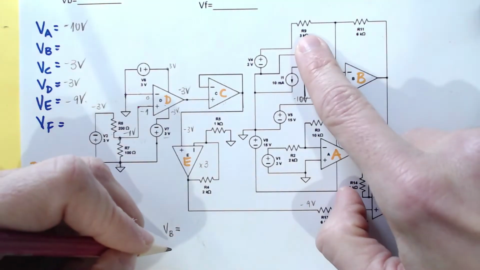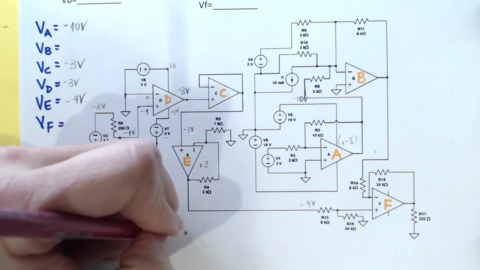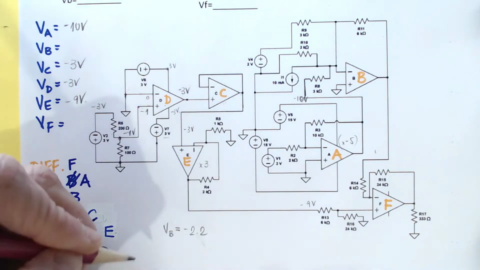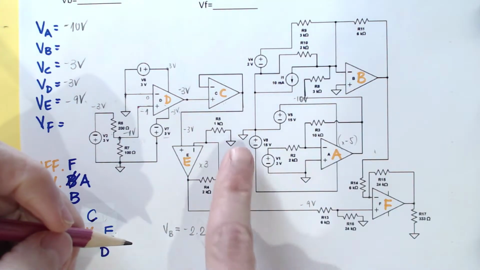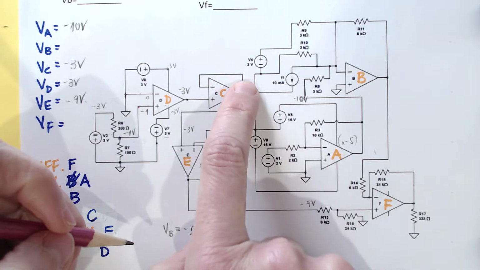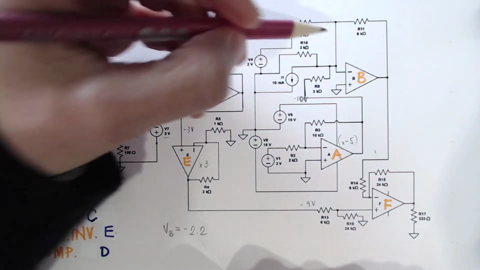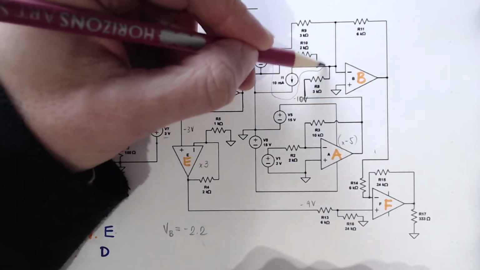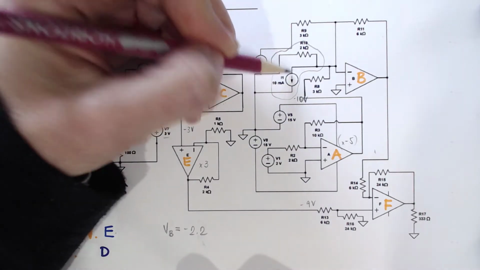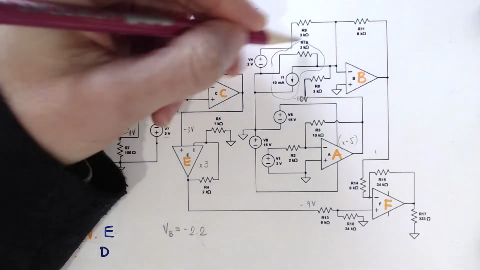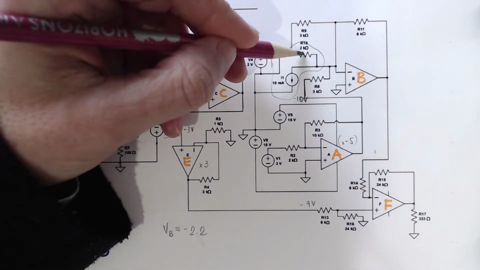VB will be minus 2 times 2 volts, and then minus 3 times, I guess 0. Oh, never mind. So this resistor is in parallel with a current supply, I can do a source transformation here, and it will give me minus 20 volts here.